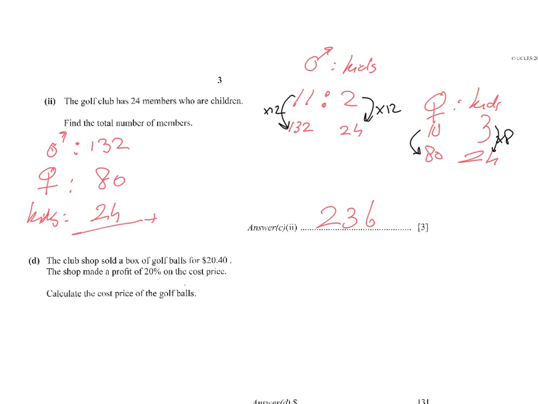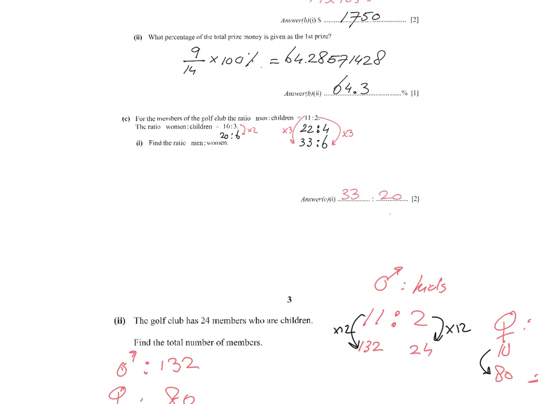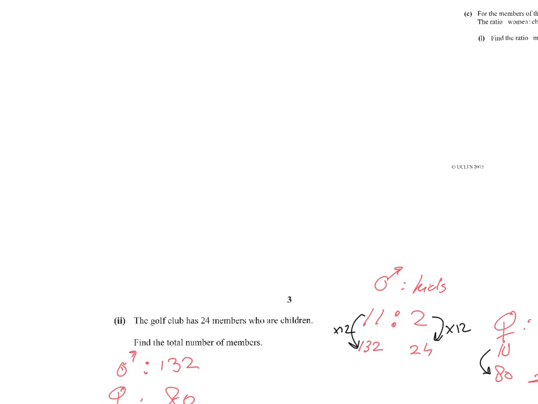There you go. So do not count the kids twice. If you look at those previous ratios, women to children, men to children, don't count them twice because those are the same kids. You just have to find the amount of men, find the amount of women, and add that to 24, the amount of kids.